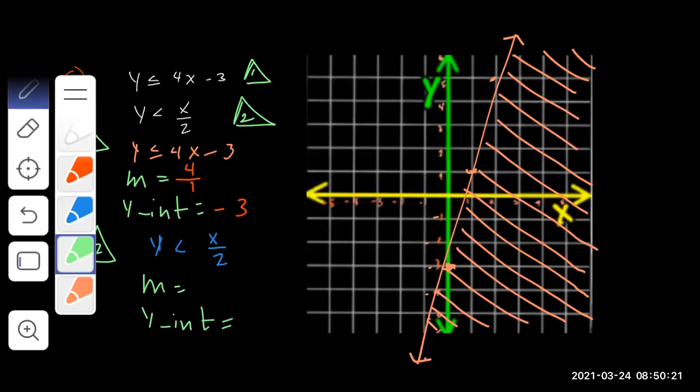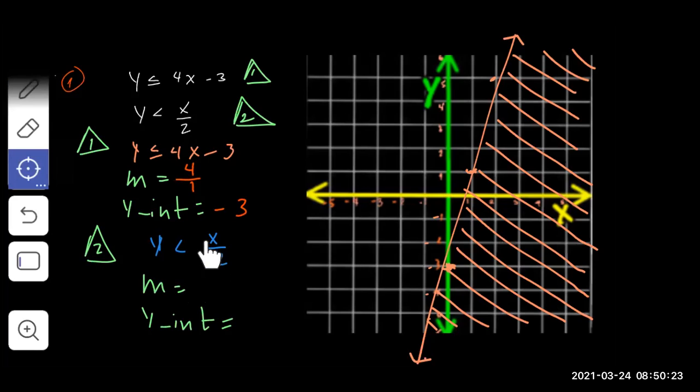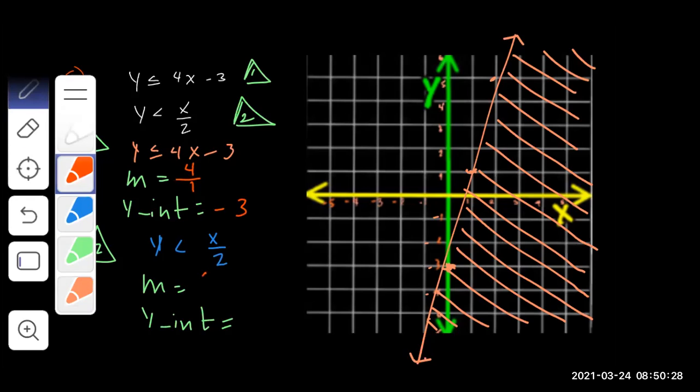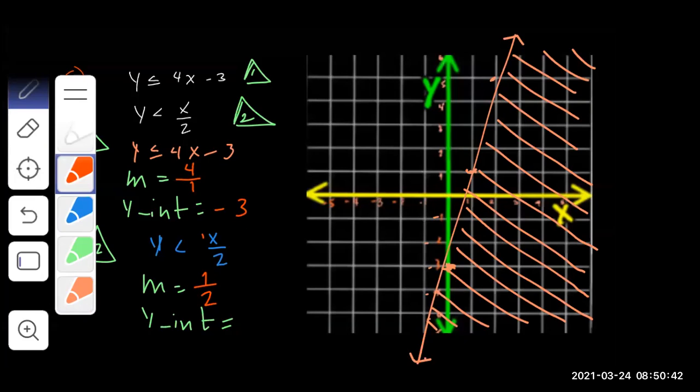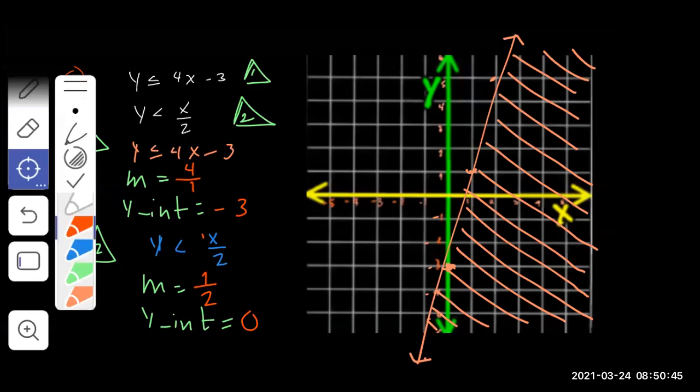What is the slope here, guys? What is the number with the x? 1/2. It's 1 in the numerator, and the denominator is 2. You've got the denominator, you don't have to make it up. And then what is going to be the y-intercept? 0. I don't have it here, right? I have nothing. If you have nothing, that means 0. Thank you, Brian. That was really helpful.